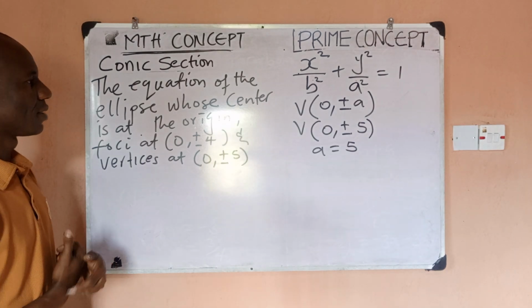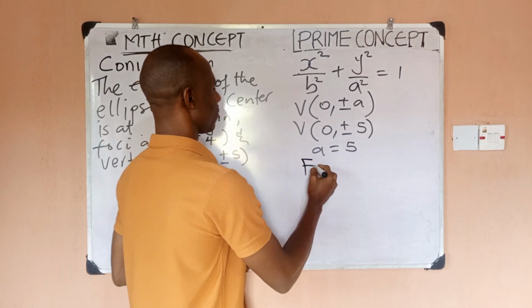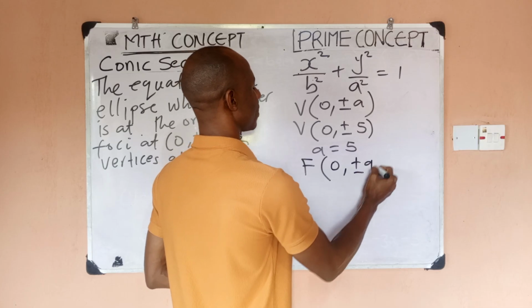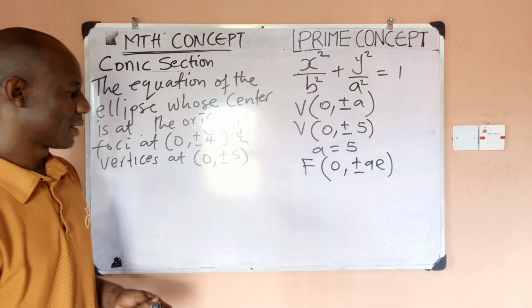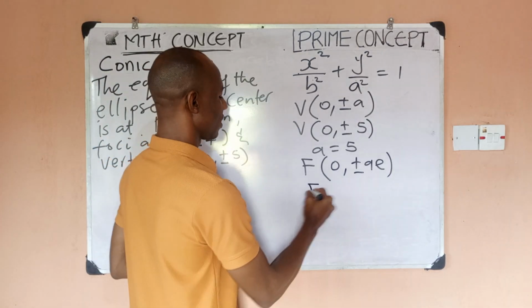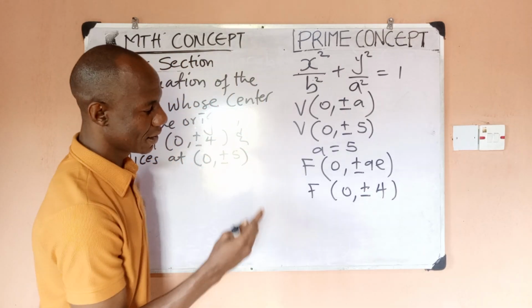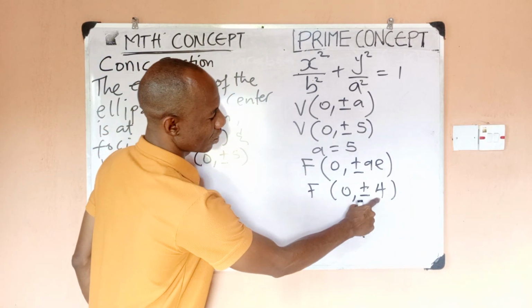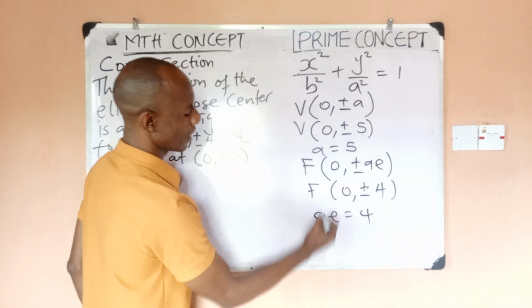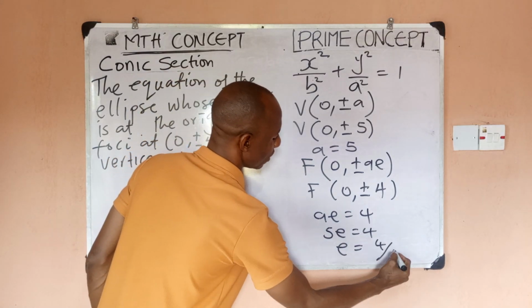The next thing I need to find so that I can get my equation is b. So also my foci for the standard form is 0 comma plus or minus ae, right? Yes, this is my foci. So I can compare this with what is given to me. What is given to me is 0 comma plus or minus 4. So if I compare this, I would quickly see that ae is equal to 4. And I know a already is 5. So I would say that 5e is equal to 4, so that I can say that e is 4 divided by 5.